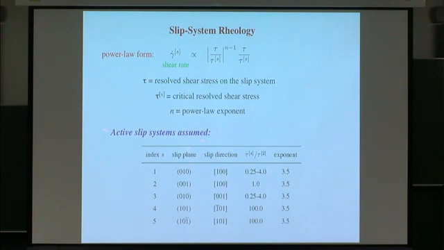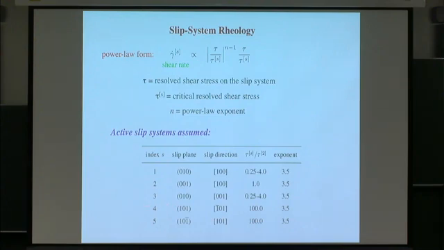So the slip systems I assume in this work are the following. There are 3 dominant slip systems in olivine, 1, 2, and 3 here. The slip plane of each slip system is listed here, and the slip direction. The ranges of values of the ratios of the critical resolved shear stresses that I'm using are the following. So slip system 2 will always be the reference, and slip systems 1 and 3 I vary over a large range to get scaling laws. The exponent, as I said, is 3.5.